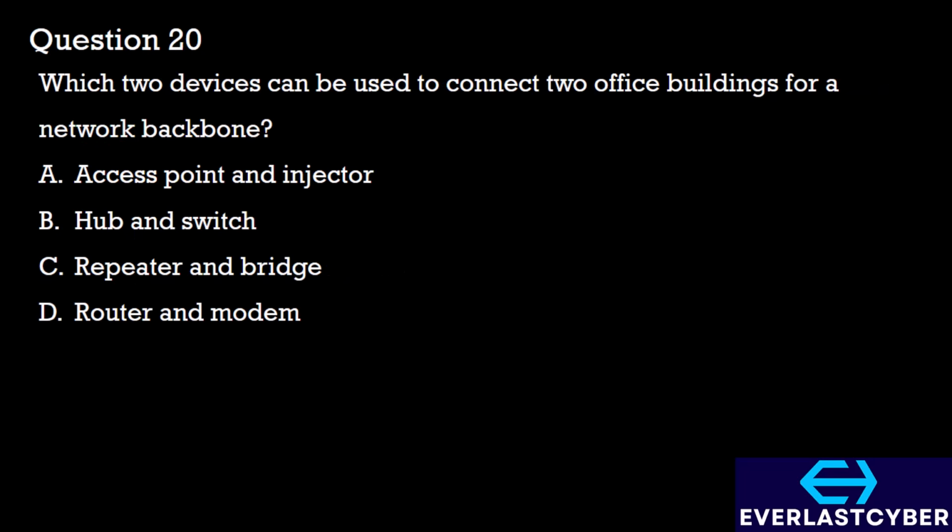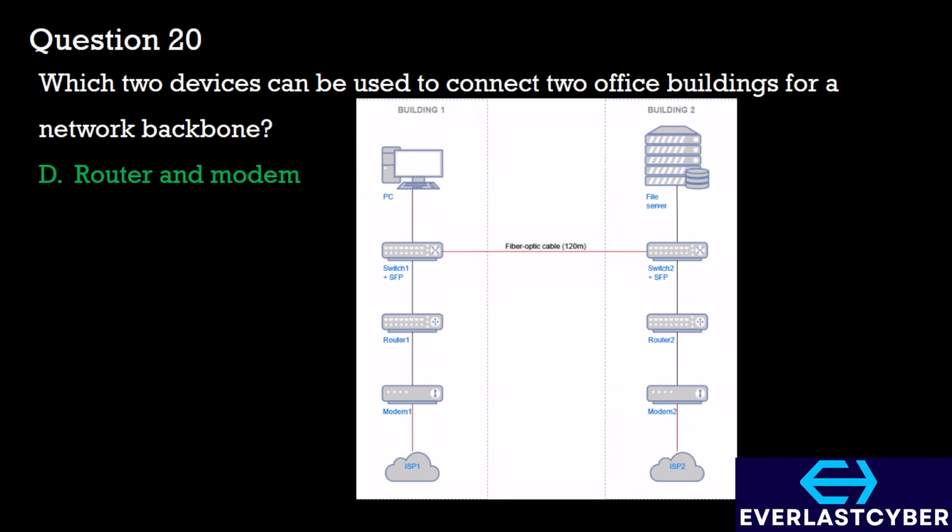Question 20. Which two devices can be used to connect two office buildings for a network backbone? A. Access point and injector. B. Hub and switch. C. Repeater and bridge. D. Router and modem. For this, we'll be going with option D, the router and modem.